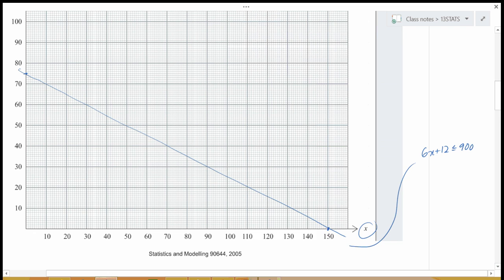To test my constraint, I'm just going to choose a point down here, 0, 0, and I'm going to put it in for my x and y variables. So that gives me 0 is less than or equal to 900. And I think to myself, well, is that statement true? And it is true. So that means that we want this side and we don't want this side.